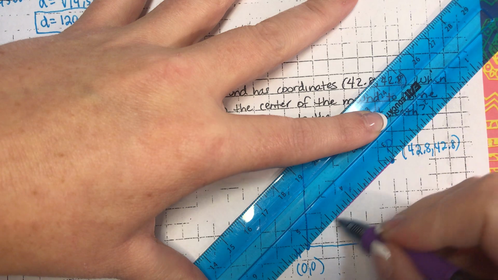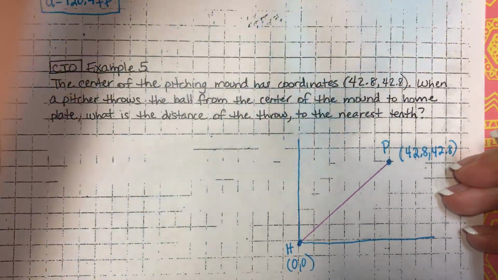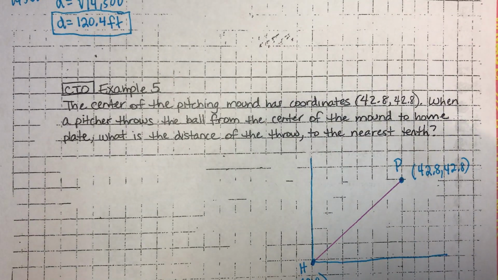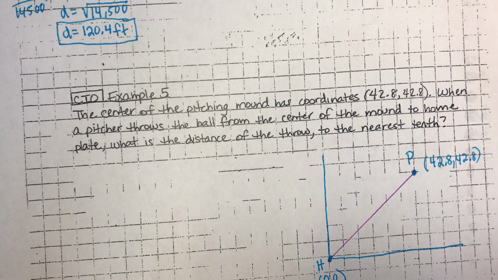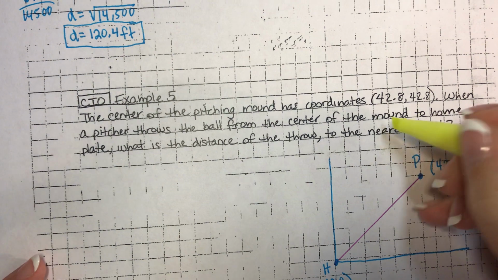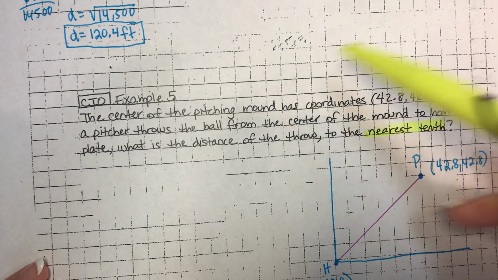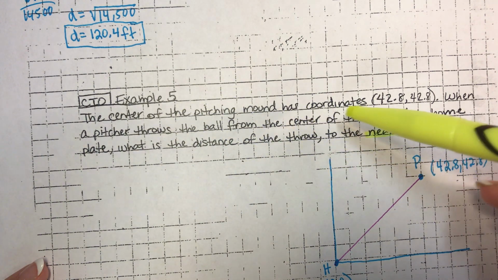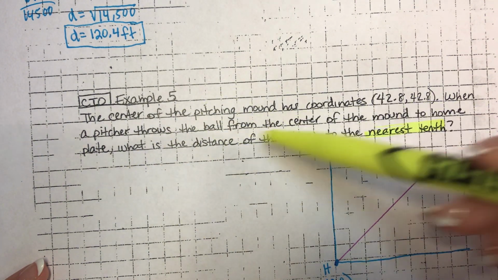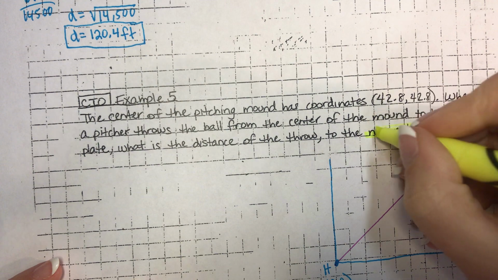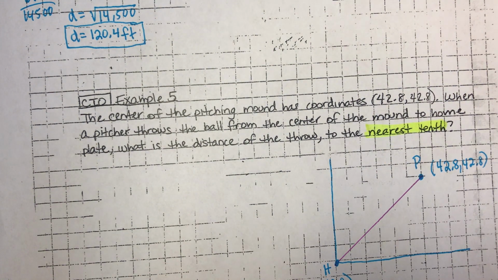Right here. Just that distance. Okay? So, to the nearest tenth. It's always really good to highlight that. I didn't do that on the problem above, but I should have. So, what is the distance of the throw when the pitcher throws the ball from the center of the mound to home plate? What is the distance of the throw? Okay, to the nearest tenth. So, we always want to remember that, to the nearest tenth.